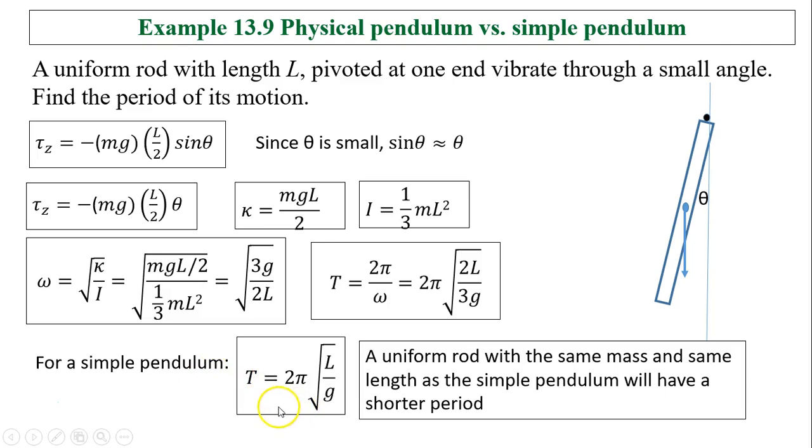For a simple pendulum, T equals 2 pi times the square root of L over g. So this T for a uniform rod with the same mass and same length as a simple pendulum will have a shorter period because 2 over 3 is less than 1.